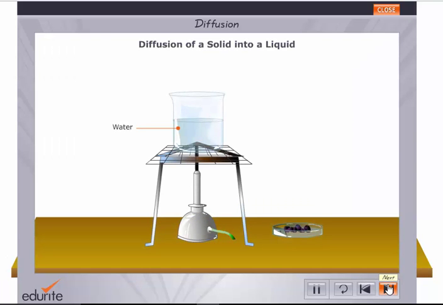Diffusion of a solid into a liquid. Drop crystals of potassium permanganate into a beaker containing water. We observe that the crystals of potassium permanganate gradually intermingle with water to form a pink solution.